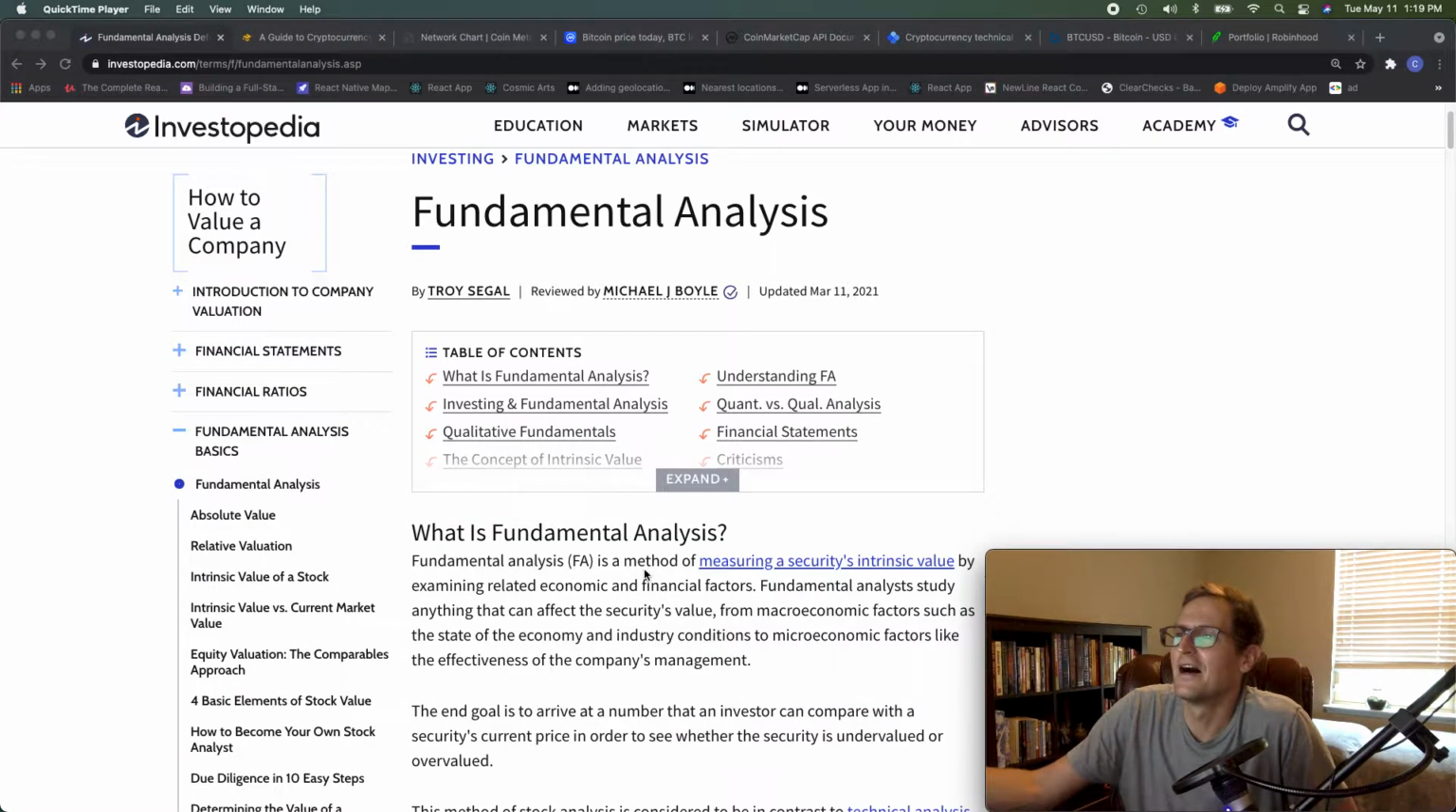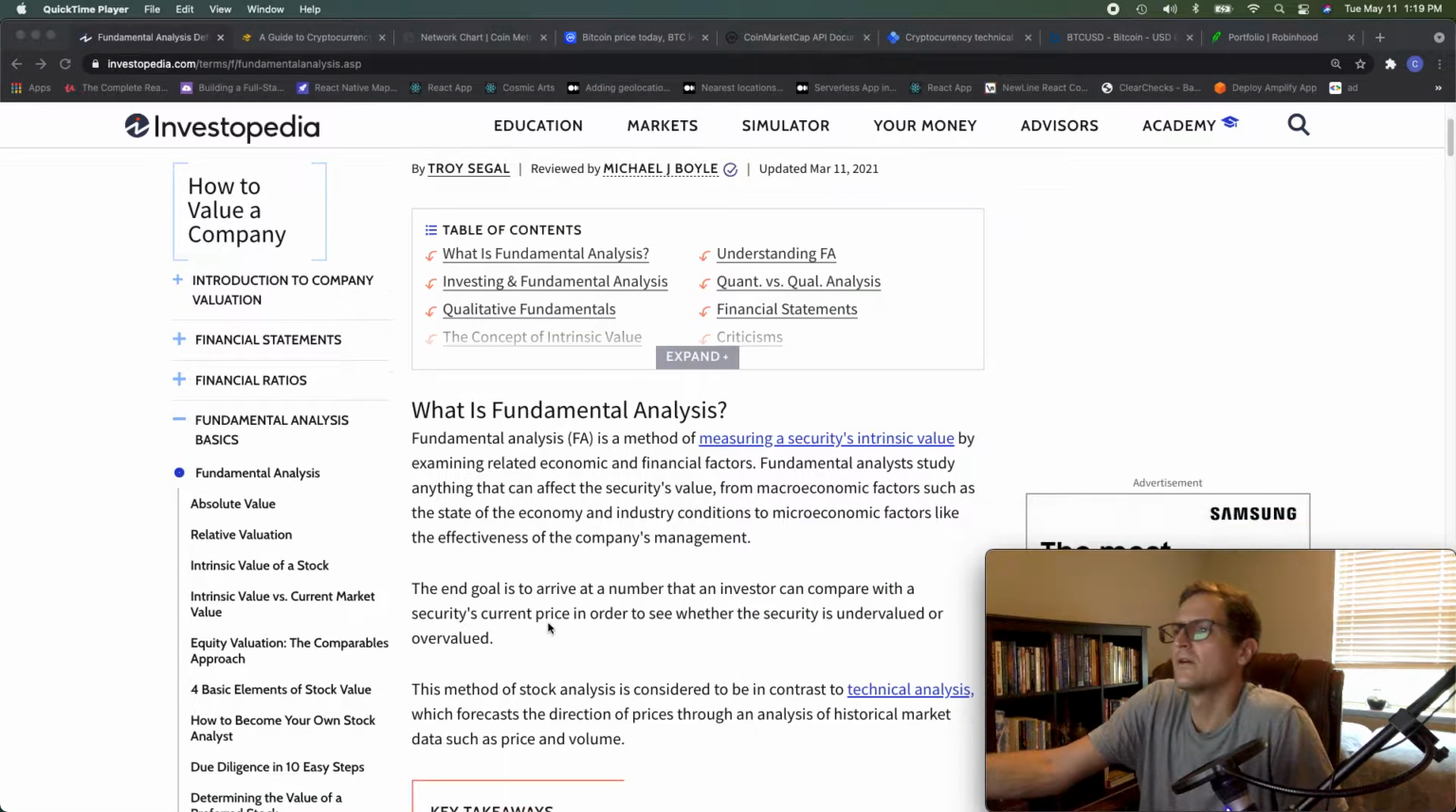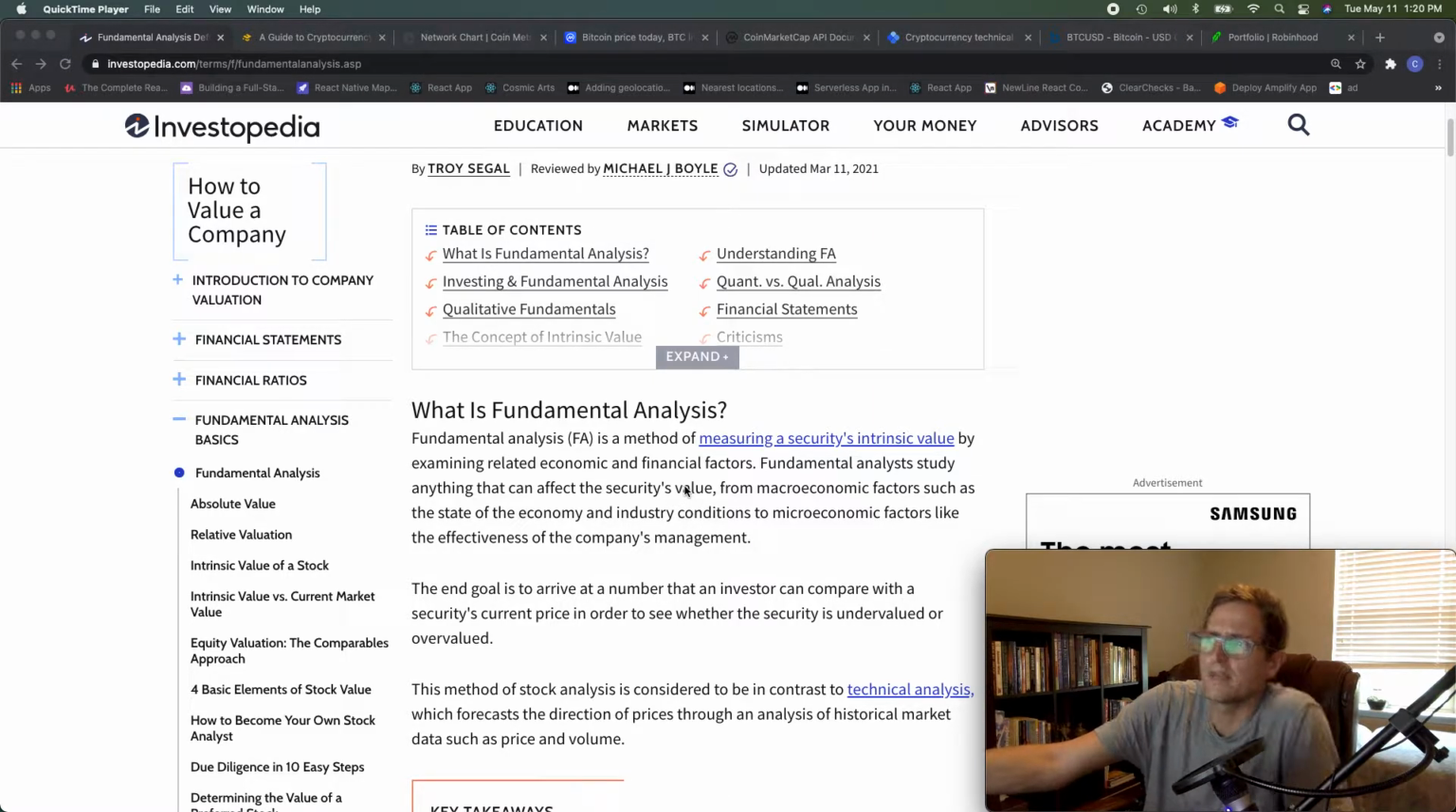But I do want to go over fundamental analysis with you, what it is and how it can help you in trading crypto if you decide to do that. So, what is fundamental analysis? Fundamental analysis is a method of measuring a security's intrinsic value by examining related economic and financial factors. Fundamental analysis studies anything that can affect the security's value, from macroeconomic factors such as the state of the economy and industry conditions to microeconomic factors like the effectiveness of the company's management.